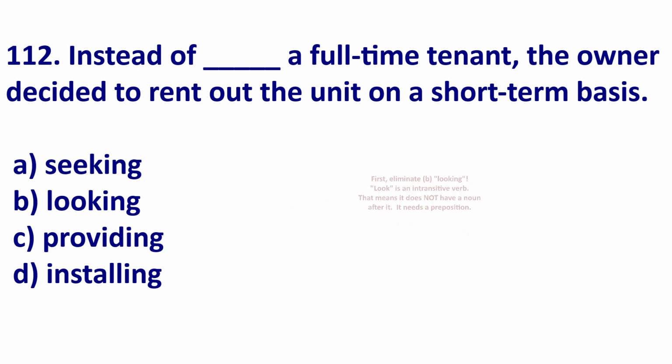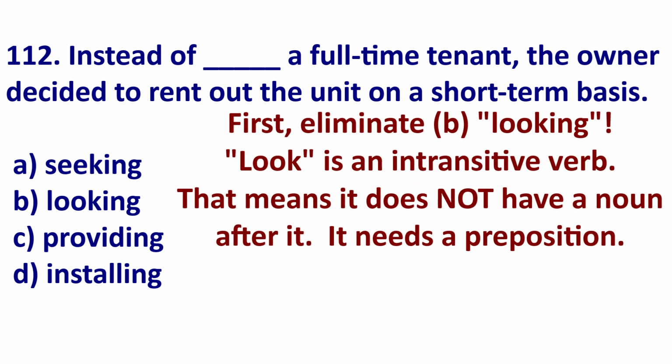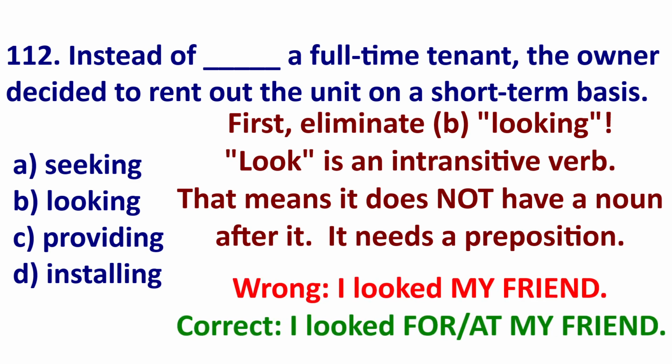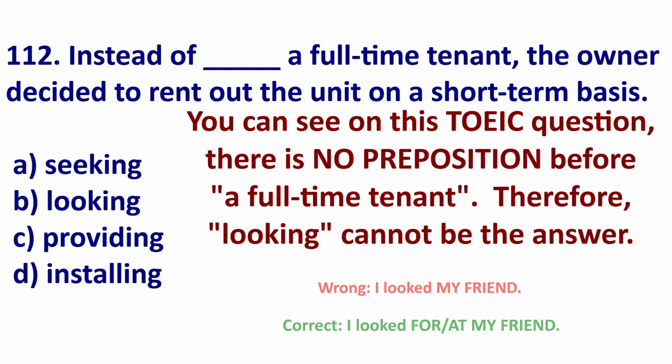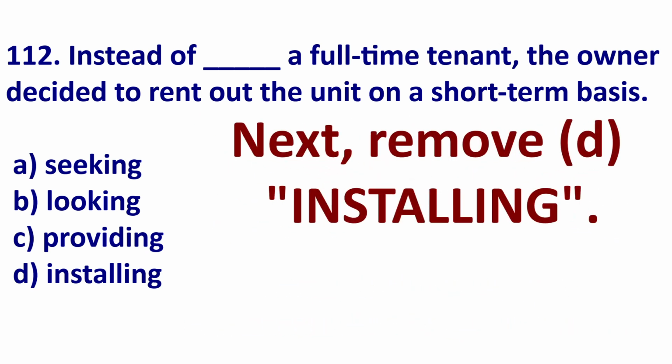Let's start eliminating answers. First, get rid of be. Look is an intransitive verb. This means it cannot have a direct object. This is wrong: I looked my friend. Correct: I looked for or at my friend. You can see there is no preposition. There's no at, there's no for, there's no in, there's no preposition before a full-time tenant, so we cannot use be, looking.